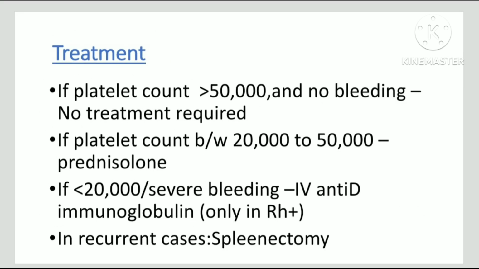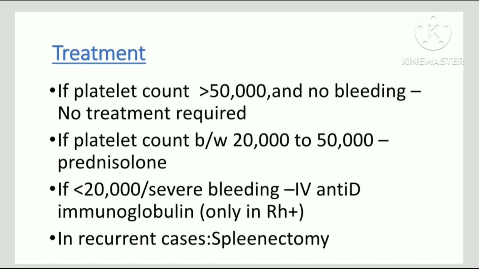So now, how do we manage? If the platelet count is greater than 50,000 and there is no bleeding, no treatment is required. If the platelet count is between 20,000 and 50,000, we have to give the patient steroids like prednisolone. If the platelet count is less than 20,000 or very severe bleeding is present, then IV anti-D immunoglobulins have to be given, only in case of Rh positive.